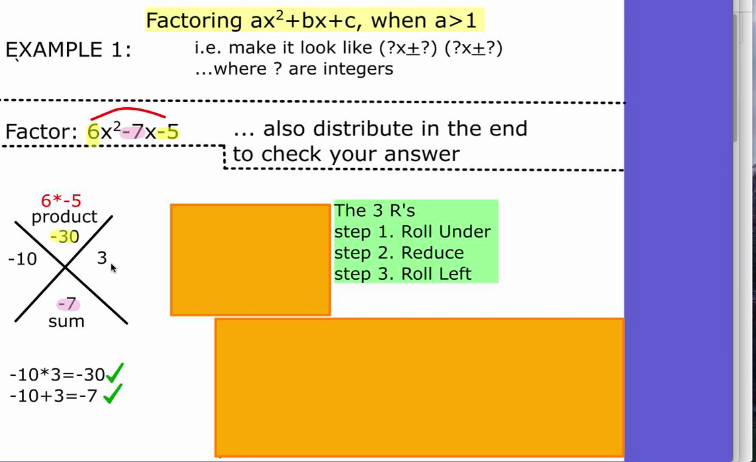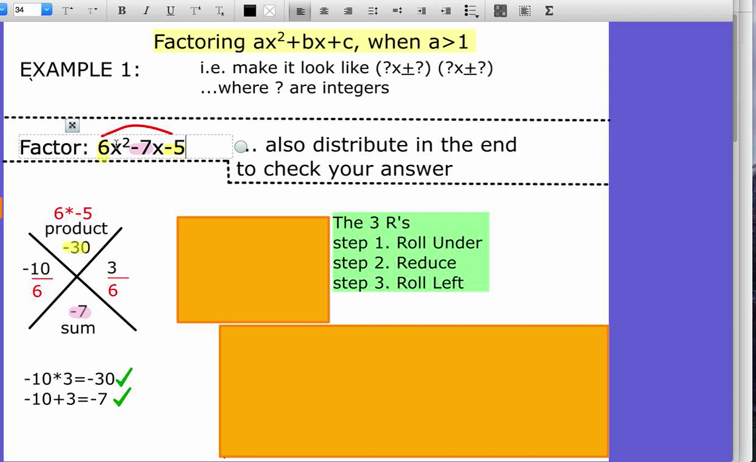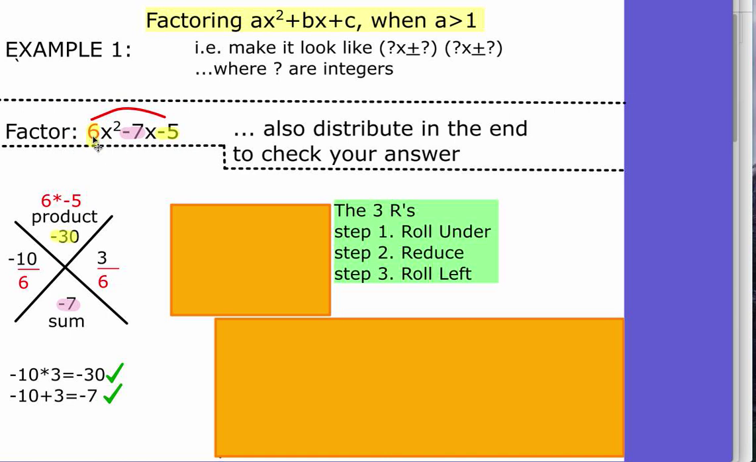This is where we start incorporating new steps. The 3 R's is what I call them. The first R is called roll under. I'm going to take this 6 right here and roll that 6 underneath here. In fact, I'm going to go ahead and change this 6 right here to red so it matches the 6 that we rolled under. So now you can see that this 6 matches these 6.